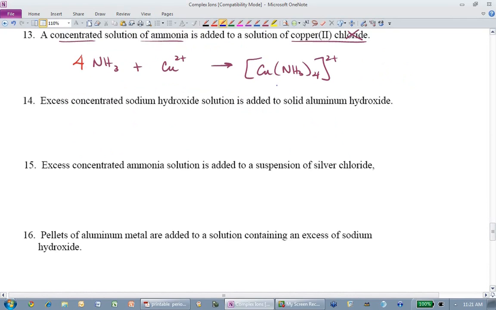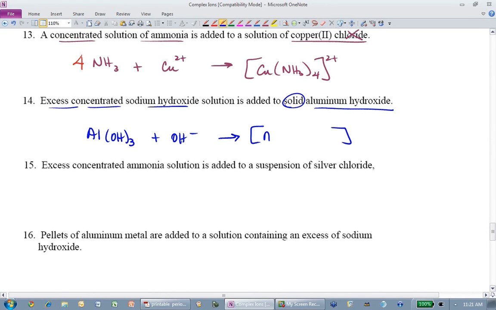Life is good. Excess concentrated sodium hydroxide. Ooh. We need a lot of base here, a lot of strong base. Is added to solid aluminum hydroxide. Oh, we're just going to take this. We're going to add a lot more OH to it. And we're going to make, whichever you want to make. You want to make the 4 this time because that'll be easier to balance.